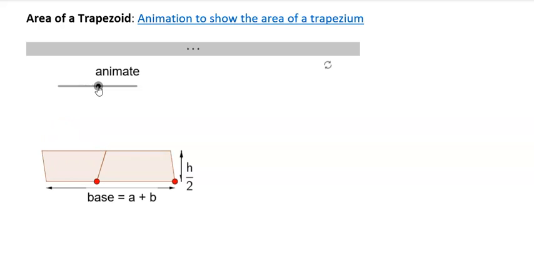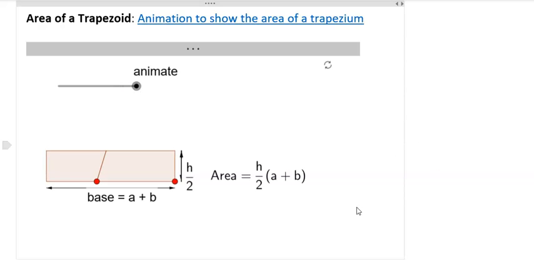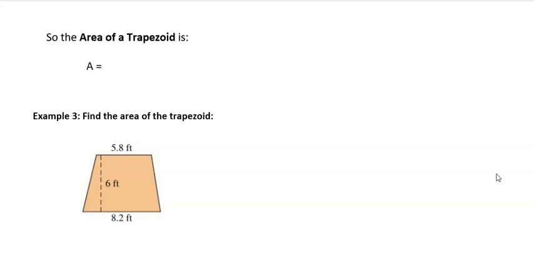What is the area of a parallelogram? Think about that. It's going to be this new height, which is the original height divided by 2, times the new base, which is A plus B. So now we've got an area of h over 2 times A plus B. Another way that people write this is 1/2 A plus B times h. But this is another way to think about it. So we decided that the area of a trapezoid is h over 2 times A plus B.